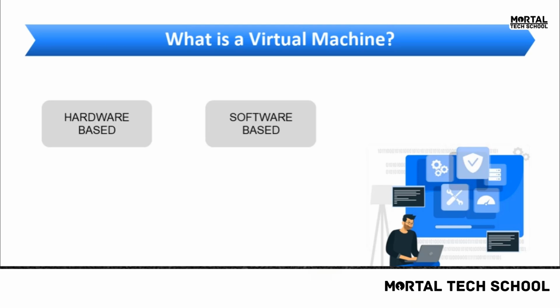Virtual machines are categorized into two types, hardware-based or software-based. In hardware-based, practically only one physical machine is there, but we can create several logical machines on a single physical machine with strong isolation of each other. This type of virtual machine is called a hardware-based virtual machine. The main advantage of hardware-based virtual machines is effective utilization of hardware resources.